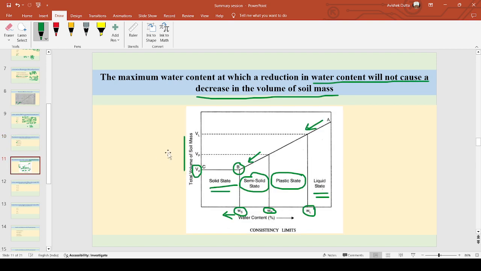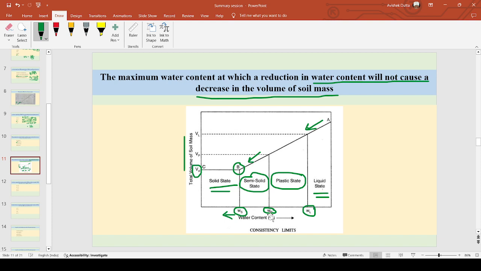So this graph is also very important to understand the relationships between the Atterberg limits and the corresponding states. Beyond liquid limit is a liquid state. Between plastic limit and liquid limit is a plastic state. The soil is highly deformable. Between shrinkage limit and plastic limit, the soil is still showing a decrement in volume with a decrement in moisture content, but it is in a semi-solid state. It has moisture to a certain extent, but is not deformable as in the case of plastic state.